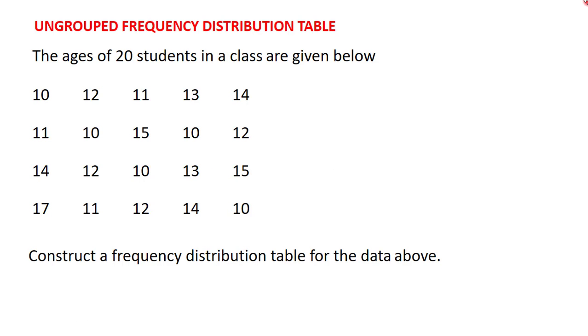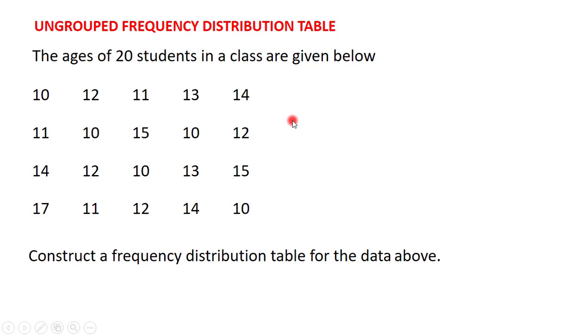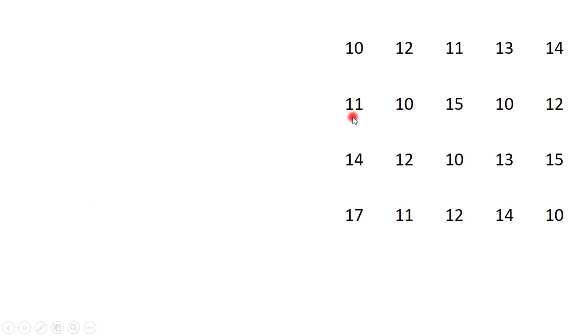Let's consider this question. The ages of 20 students in a class are given below. So we have the ages of 20 students here. We have been asked to construct a frequency distribution table for the data above. The frequency distribution table we are going to construct for this data will be an ungrouped frequency distribution table. So let's see how to go about it. We have the data here. These are the ages of the 20 students.